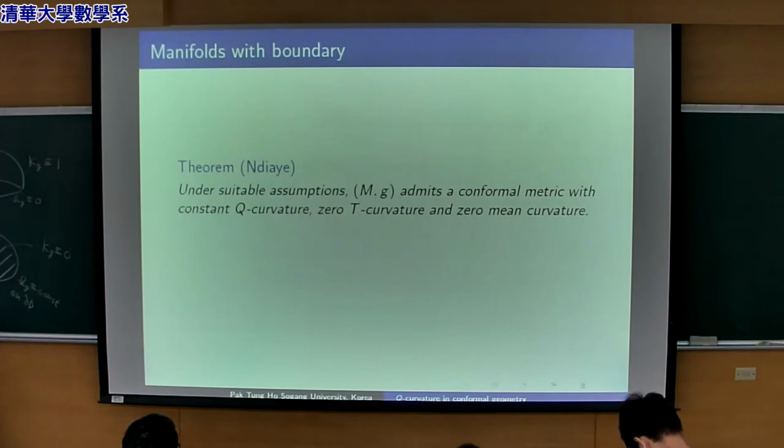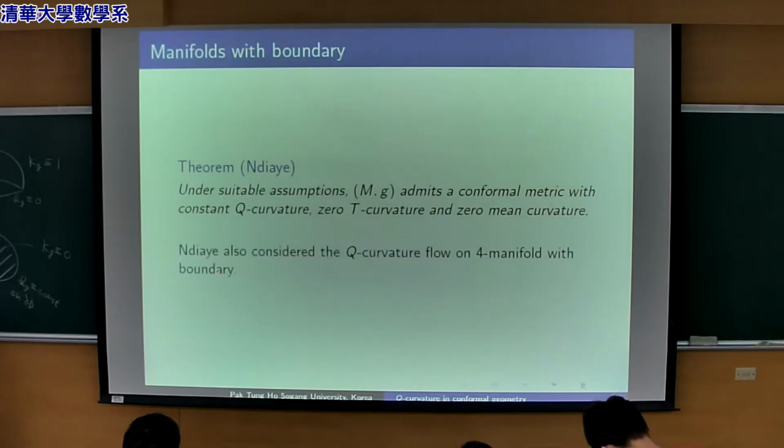Under some assumption, she can prove, for the case with boundary, the existence of a metric with constant Q-curvature and zero T-curvature. And she also considered the flow, I think.